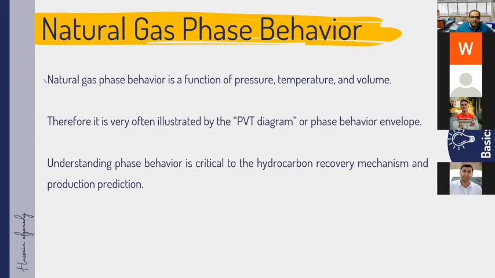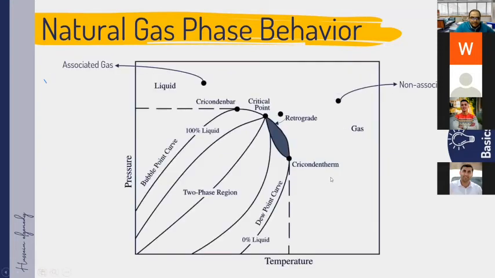Okay, let's take a look at the phase envelope of the gas. Here is the diagram of the phase envelope of one gas, and here is the temperature, here is the pressure. We have some important things to know about this diagram. The first one is the dew point curve, and the second one is the bubble point curve, and the cricondenbar and cricondentherm, and the critical point, the retrograde.